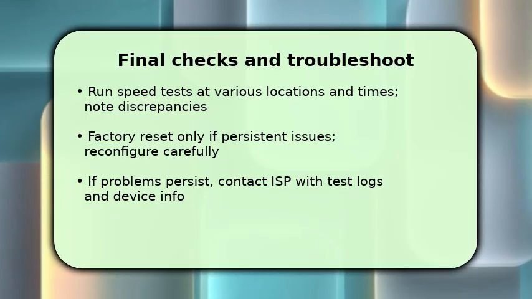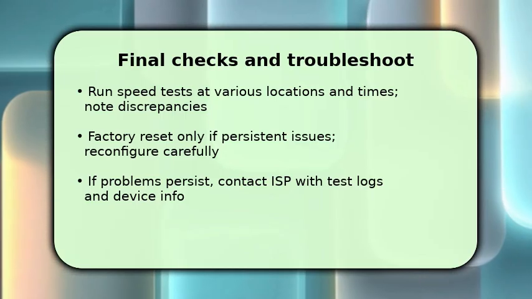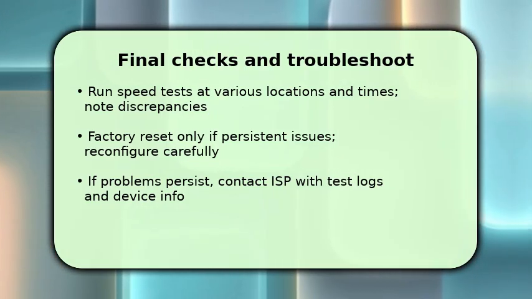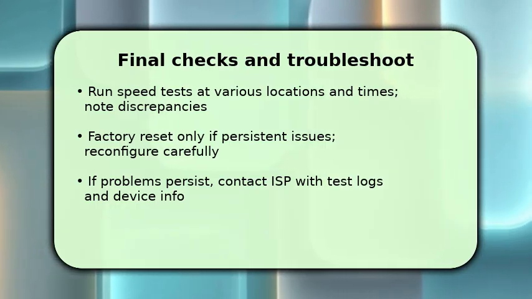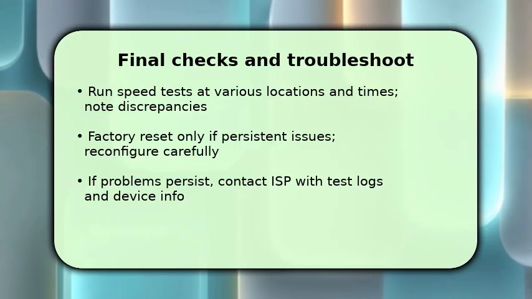You finish by validating results. Run speed tests near the router and in problem rooms at different times of day, record numbers, and compare to your plan. If inconsistent, factory reset the router as a last resort, then immediately reconfigure security and firmware.